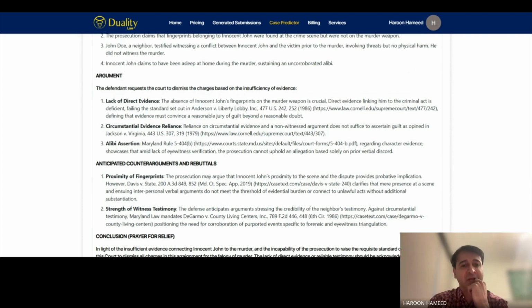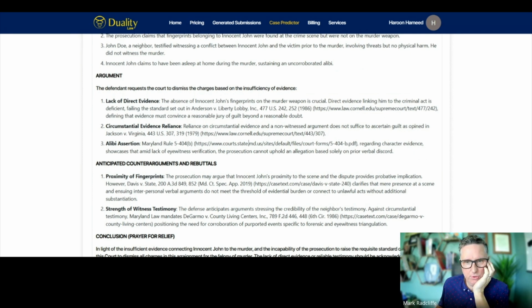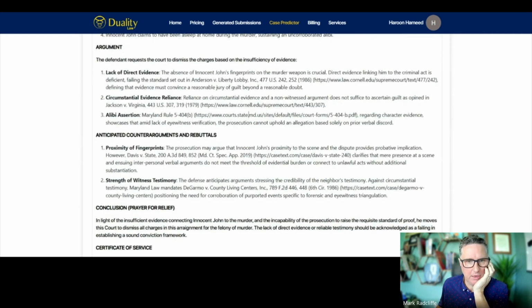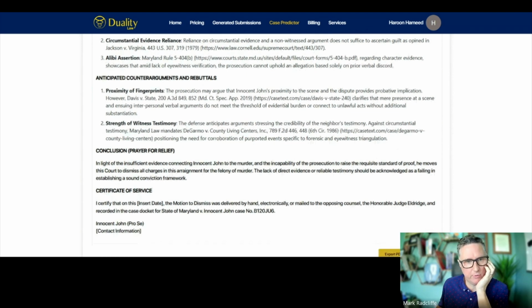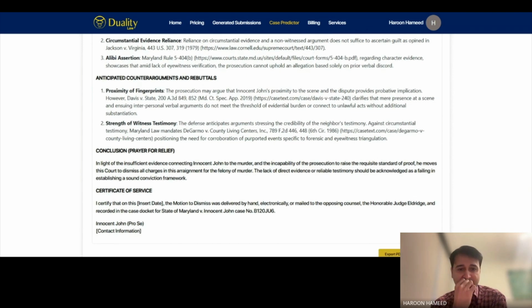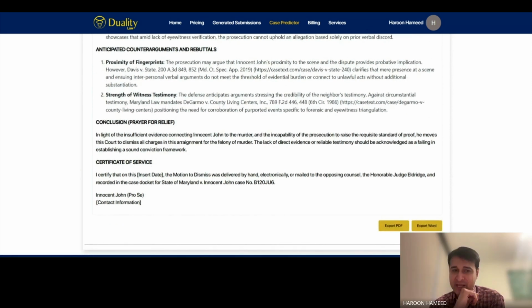Right. And so, whatever it is, these various cases, Jackson versus Virginia or Maryland Rule 504B, you're going to get all this information in there. Yeah. So we've got two Supreme Court and one Maryland here, right? That's been generated as arguments. And then to your point earlier, we've got these anticipated counter arguments, right? Right. With the rebuttals. Relief.